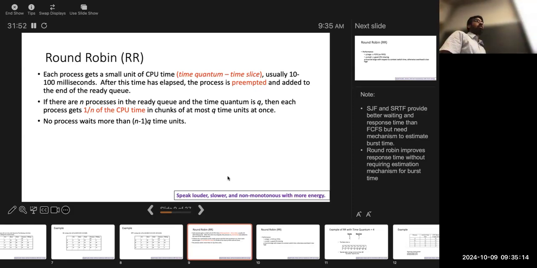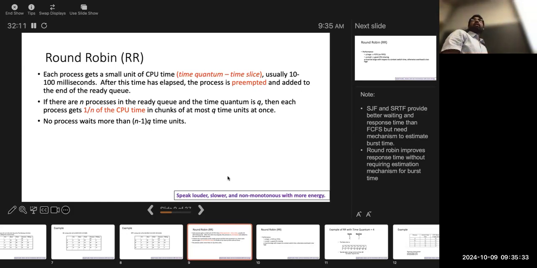If you remember in FCFS, there was no preemption. Once a process is scheduled for execution, it will run for its whole burst time. Here, once a process is scheduled and its quantum is expired, then it is preempted and added to the end of the ready queue, at the tail of the ready queue.